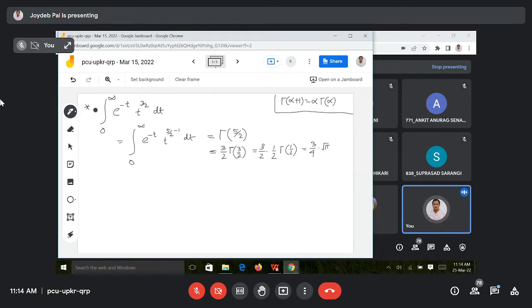So sometimes it may be asked in the exam to find the value of this kind of integral, where you can convert the integration into a gamma function. Fine. Or sometimes it may ask gamma of some negative number, like if I ask what is the value of gamma of minus 5 by 2.